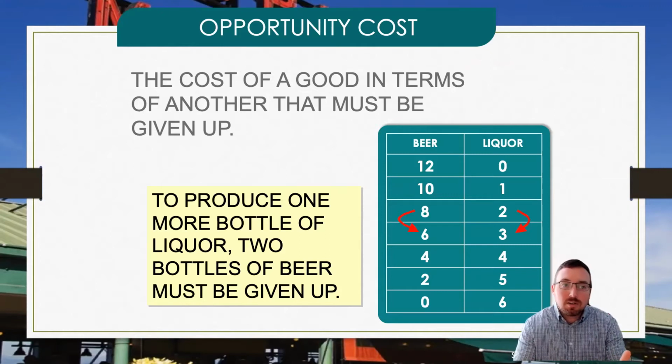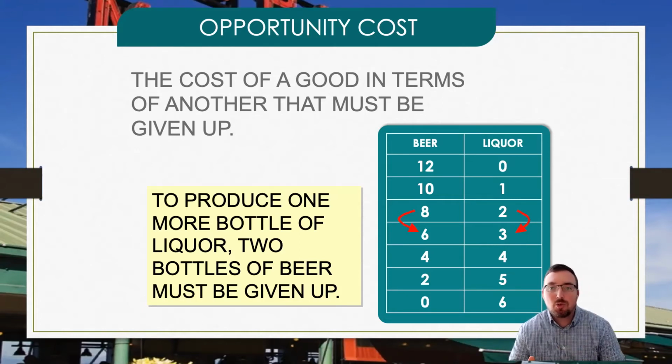All right, to check where we are, let me ask you this, and you can think about it on your own. If we go from producing 4 bottles of liquor to 5 bottles of liquor, what's our opportunity cost? Take a moment, think about it. If we go from 4 bottles of liquor to 5 bottles of liquor, what's our cost of changing from 4 to 5? What are we having to give up? If you said 2 bottles of beer, you're absolutely correct. We have to give up 2 bottles of beer.